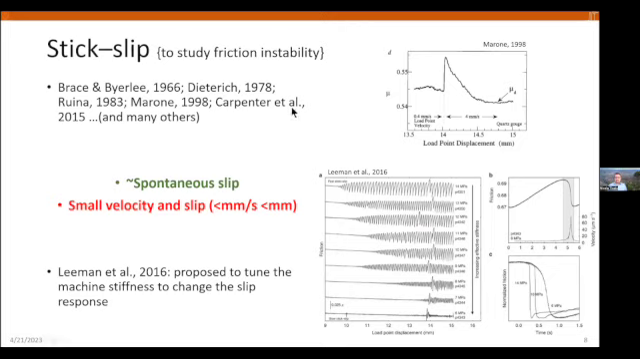And here, Leeman in 2016 showed clearly that increasing the effective stiffness will change the behavior of the stick slip. Here we do have several stick slips with a certain friction increases and drops. And as the effective stiffness changes, such a behavior disappears.